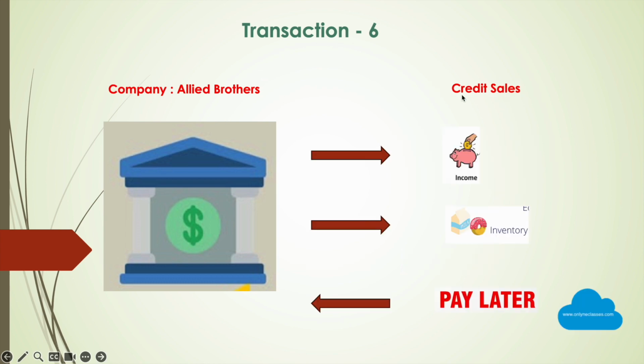Transaction number 6. Credit sales. Credit sales refer to transactions where goods or services are sold to customers on credit, meaning that payment is not received immediately but is instead deferred to a later date. In a credit sale, the seller delivers the goods or provides the services to the customer. Instead of receiving payment upfront, the seller extends credit to the customer, allowing them to make payment at a later date according to agreed upon terms.